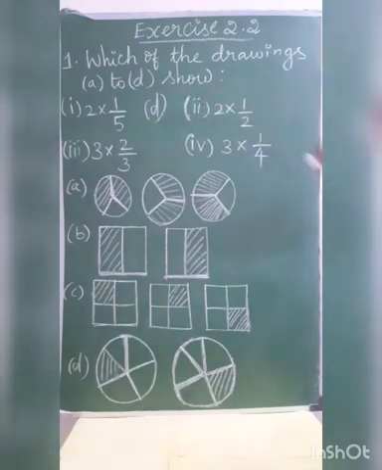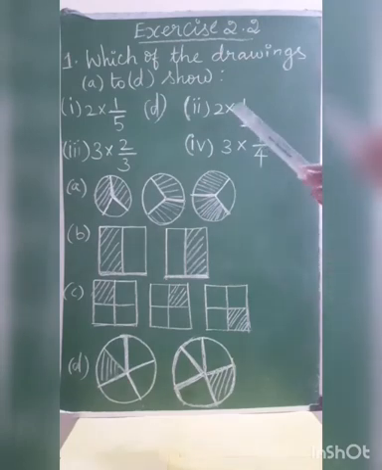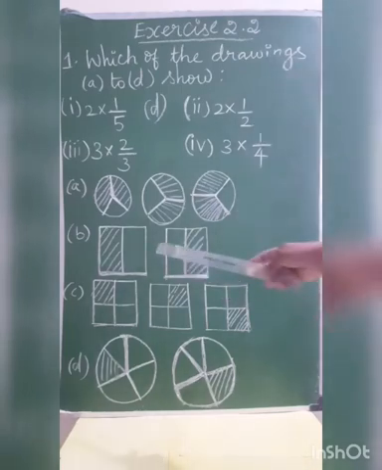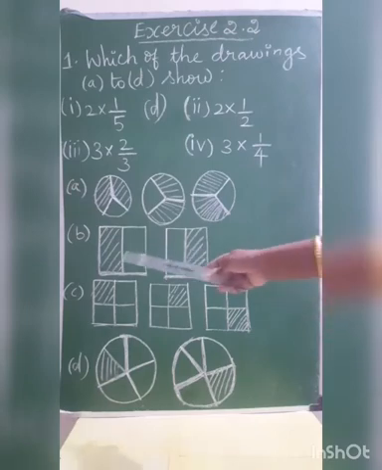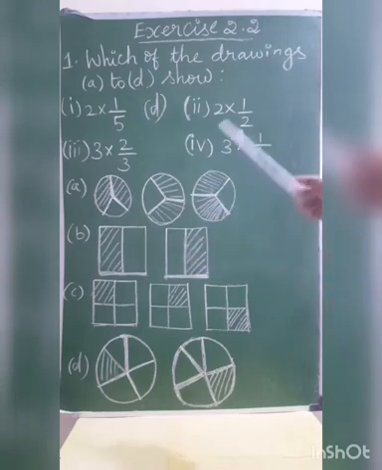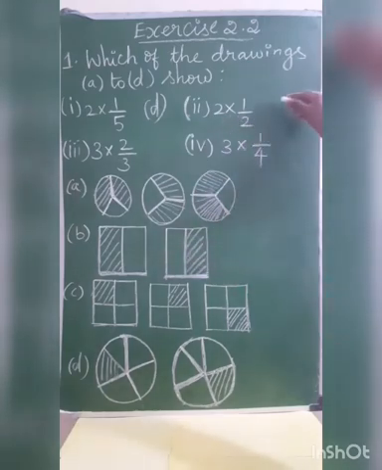2 into 1 by 2. That means 2 times of 1 by 2. The number of parts is 2. One part is shaded in the figure, in the picture. So 2 parts, one part is shaded. How many times is it? 2 times. So the second one, the answer is B.